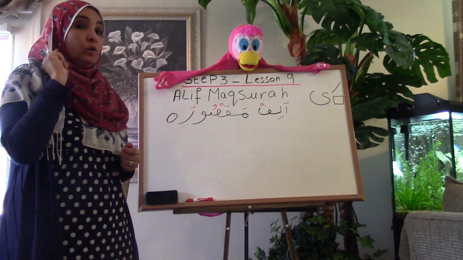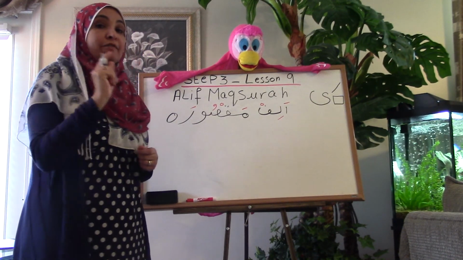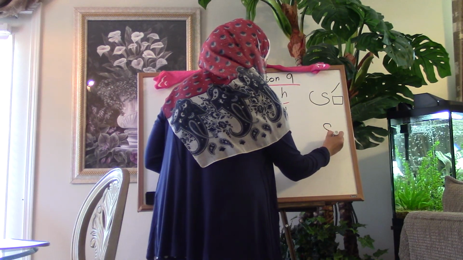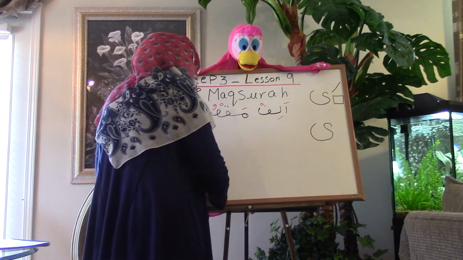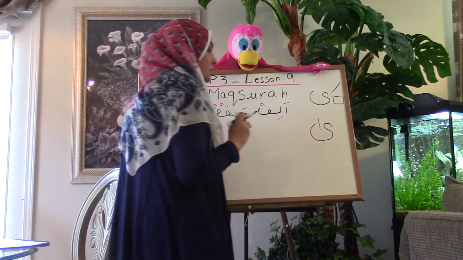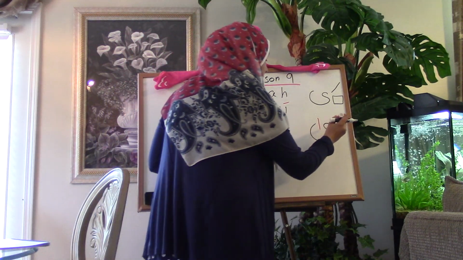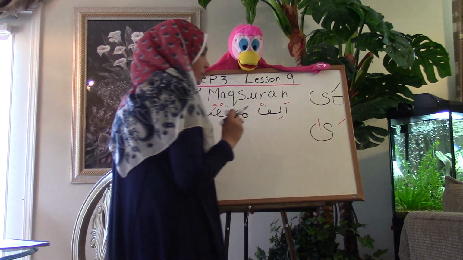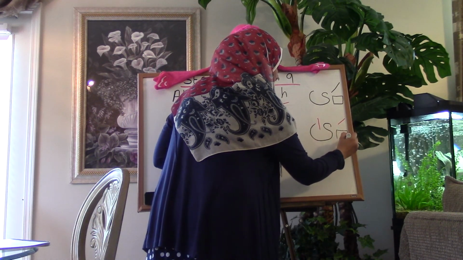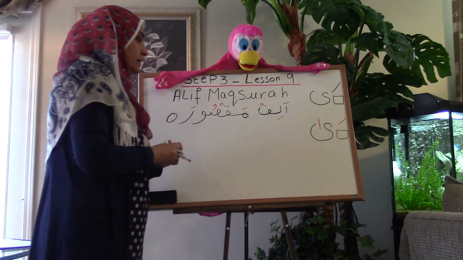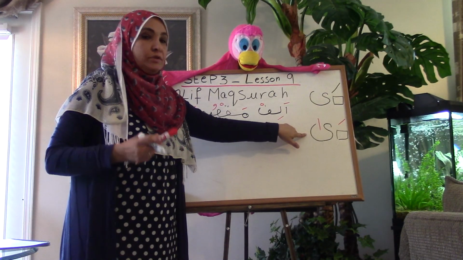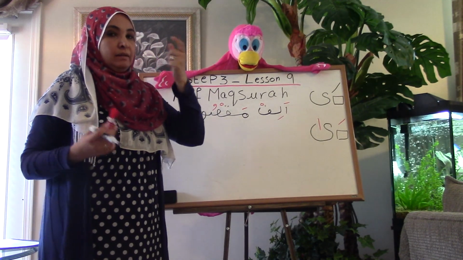So when you read in the Quran, to know this is Alif Maqsurah, you're gonna see a ya, this shape, but you're gonna see a small alif on top of it, and it is still gonna be preceded by a letter that has a fatha. So here you're gonna have any letter preceded by a fatha. But in the Quran, you're gonna have a small alif, so it's easier to read in the Quran than in the Arabic books.